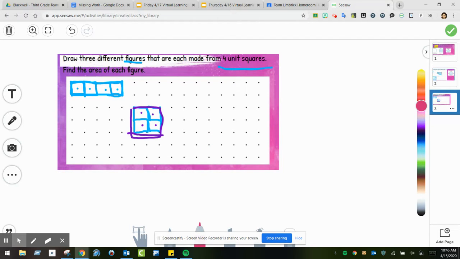Here's one more thing I could do. I could also do a rectangle that is vertical. 1, 2, 3, 4. This is also 4 units to cover the area, but it is now vertical. What else could you make? I can't wait to see your drawings today.